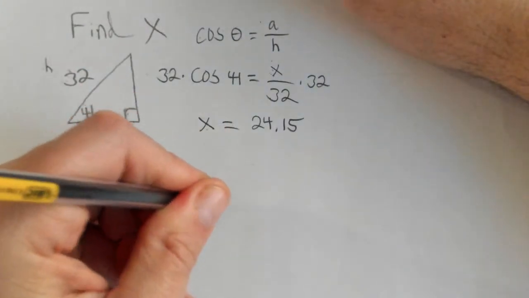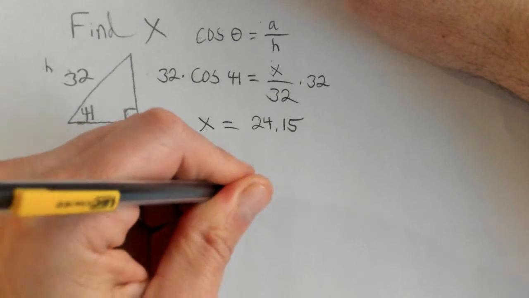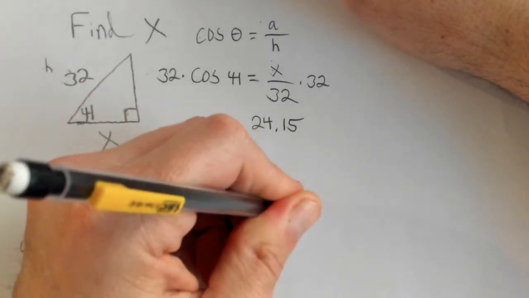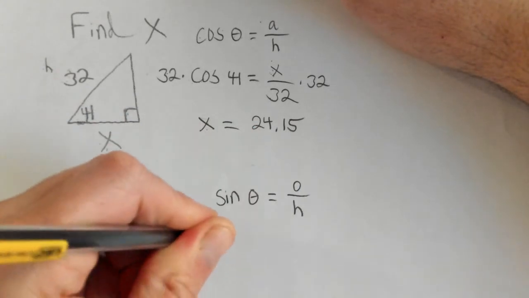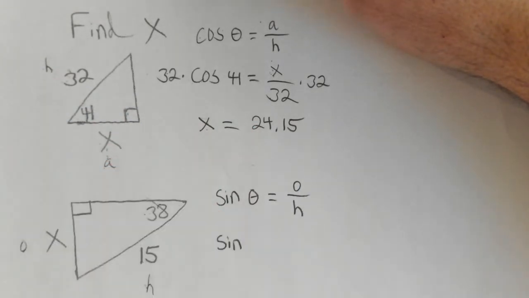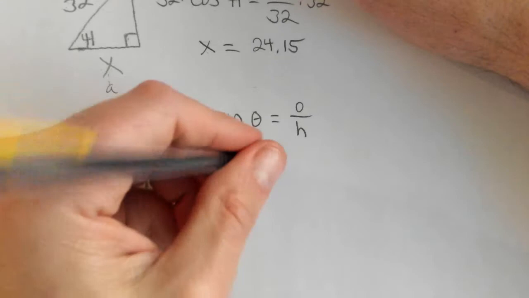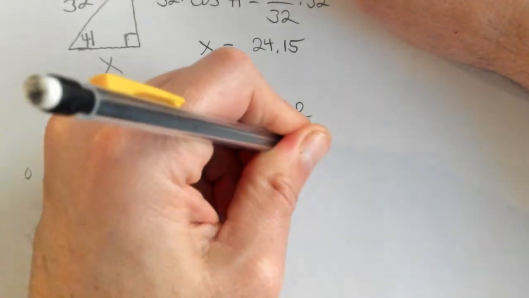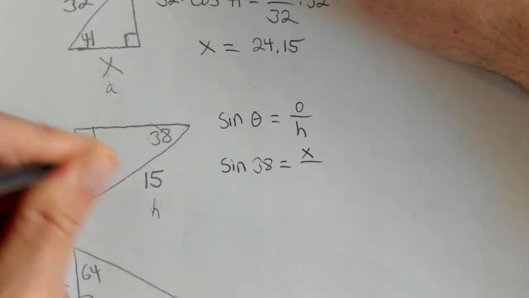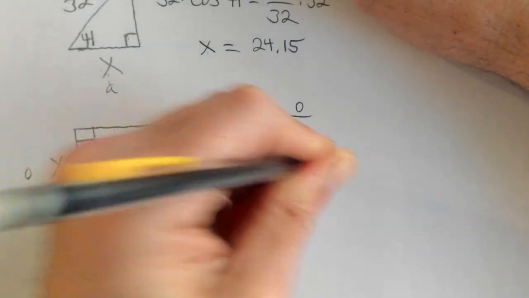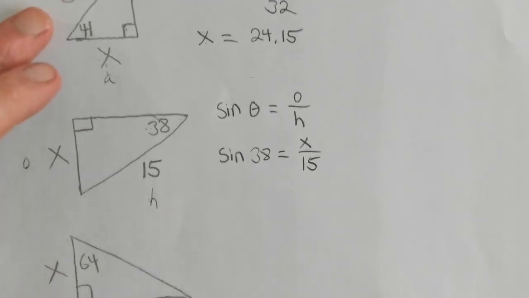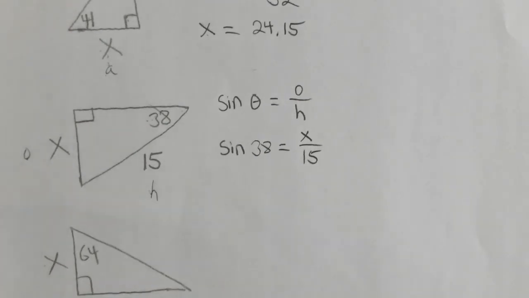So write the equation down. Sine of the reference angle is equal to opposite over hypotenuse. And now, what is the reference angle? It's 38 degrees. The opposite side is x. The hypotenuse is 15. All right, so I've identified the correct equation and I've plugged the right parts into the right place.